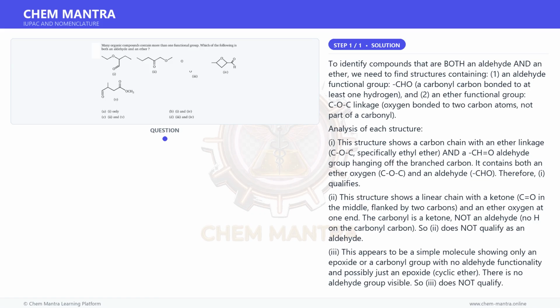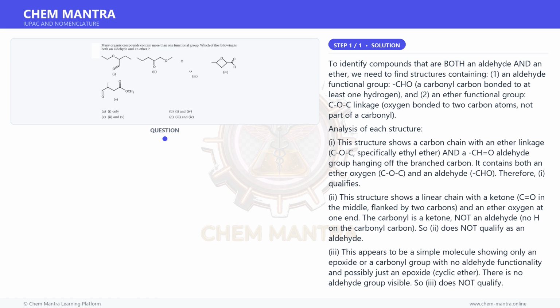This structure shows a carbon chain with an ether linkage, C-O-C, specifically ethyl ether, and a CH=O aldehyde group hanging off the branched carbon. It contains both an ether oxygen, C-O-C, and an aldehyde, CHO. Therefore, I qualifies.